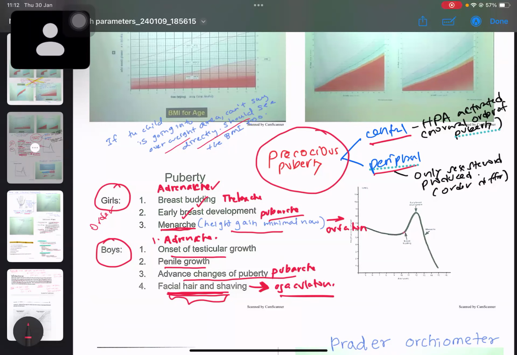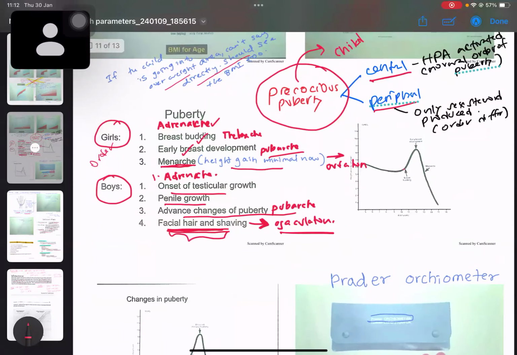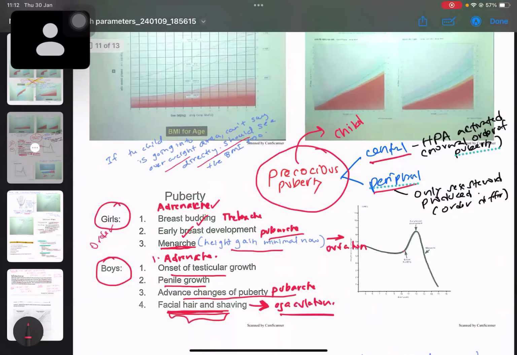Precocious puberty. What is precocious puberty? Precocious puberty means a child attains puberty before the normal age of onset of puberty. That differs from sex and from race to race. There are two types. You don't need deep knowledge on precocious puberty. Sometimes it will be asking MCQ. For that purpose only, I am teaching this precocious puberty here.